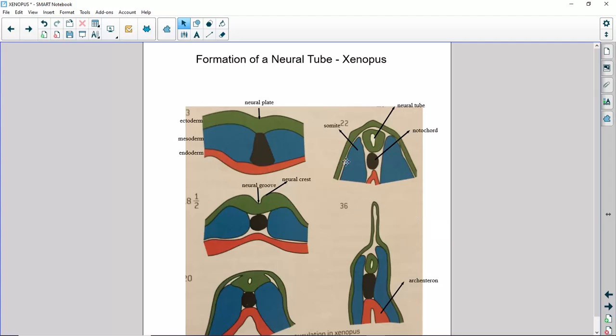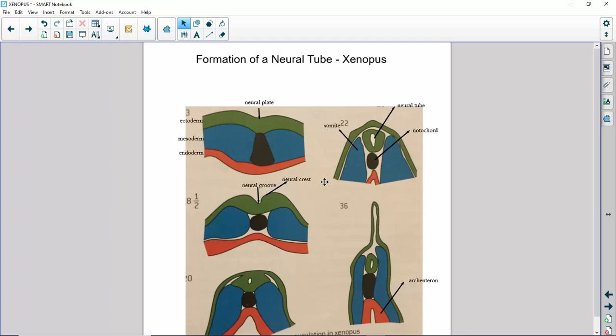And the somites on the outside in blue are going to, in a vertebrate, form bones such as the rib cage. It's also going to form skeletal muscle. So you can look up exactly everything that comes from the ectoderm, the mesoderm, and the endoderm, and other parts of them. But we're really interested mostly in the nervous system here.